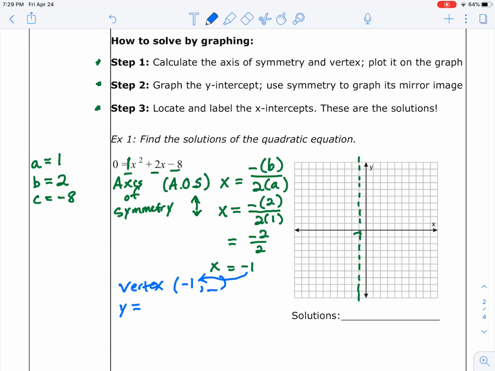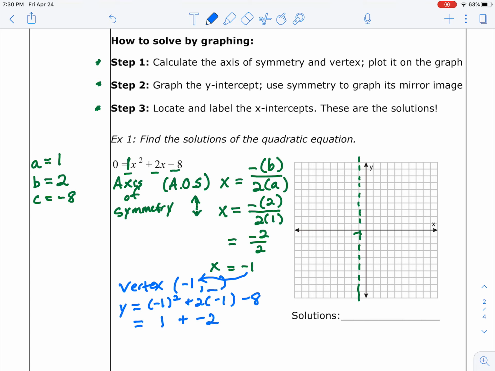So let's think about that equation as a y equals equation. So y equals x squared, so I'm going to put negative 1 squared. Remember, I'm taking that negative 1 from the vertex and just plugging it in for x. Plus 2 times x, so 2 times negative 1, minus 8. Let's simplify that. Negative 1 squared is 1.